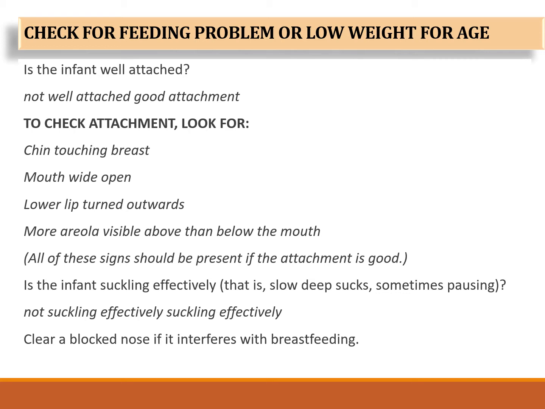You have to understand this one. To check for the attachment of the infant to the breast: the chin should be touching the breast, the mouth is wide open, the lower lip is turned outwards, and more areola is visible above than below the mouth. All of these signs should be present so that you can label the attachment as good.